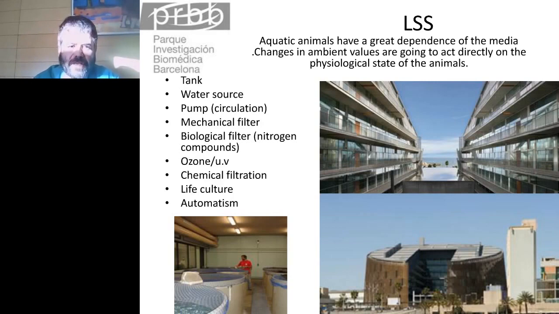The first part will be the face. What are we watching every day? What are we interacting with? That is the tank. This tank will have a lot of importance because it will handle the fish and allow him to make the natural behavior.